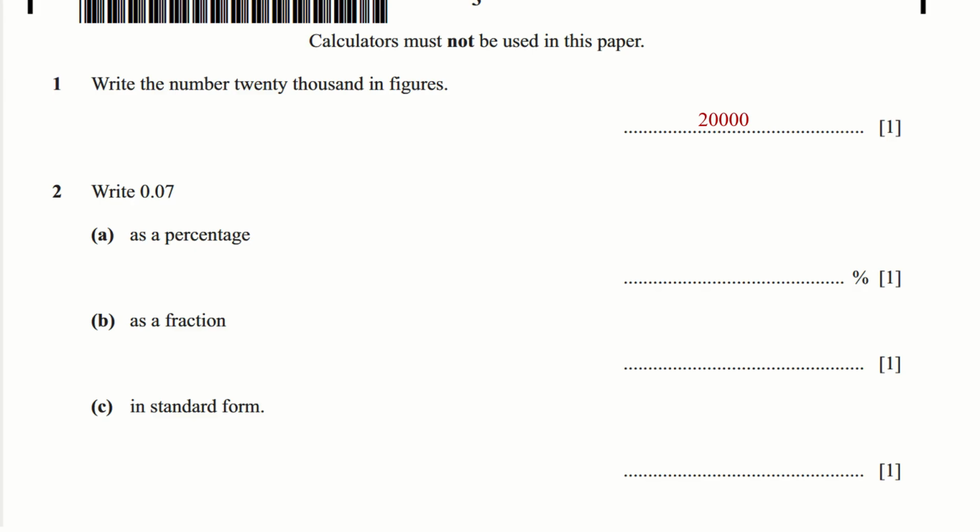Number 2, write 0.07 as a percentage. So 0.07 multiplied by 100 is equal to 7. B, as a fraction, 7 over 100. C, in standard form, 7 times 10 to the power negative 2.